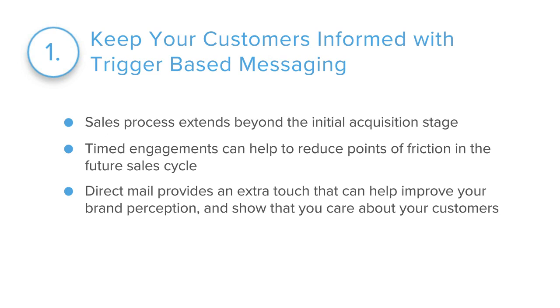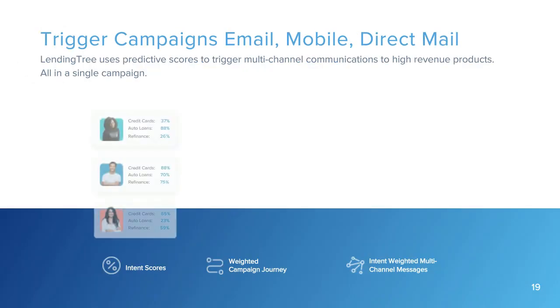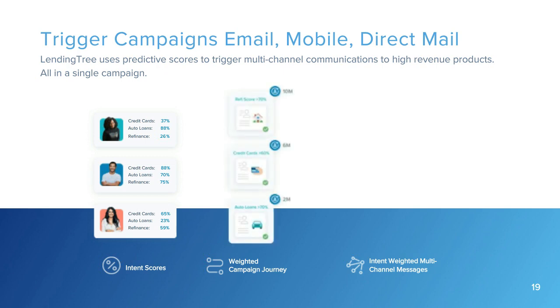So LendingTree is a very broad, big company for online loans and marketplace, and they actually combined AI with weighted campaign journeys and direct mail to make a very comprehensive and really engaging customer experience. First we hear on the left, they use Blueshift to predict which products people are most interested in, and the probability of those people converting on those products. Then they build out different campaigns that weigh those products. So we have a refi campaign for people that are highly likely to convert on refi, credit cards, and so on for auto loans. And automatically the people are pushed into those campaigns.